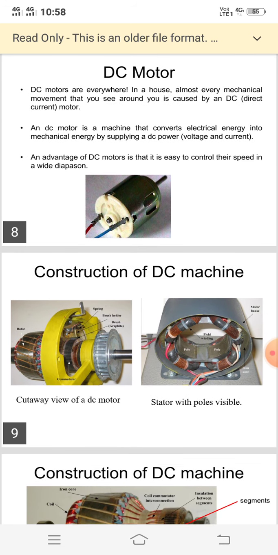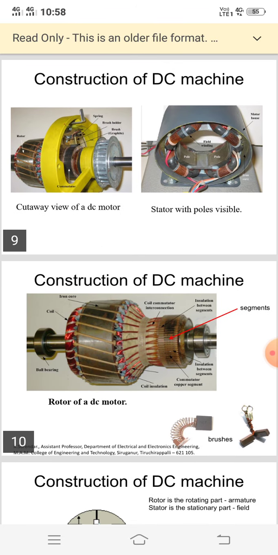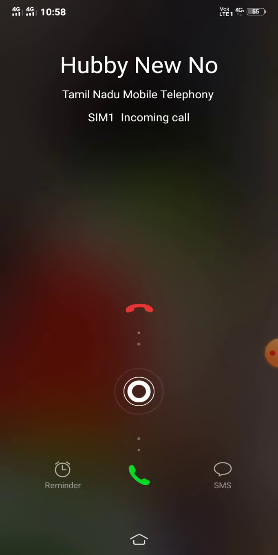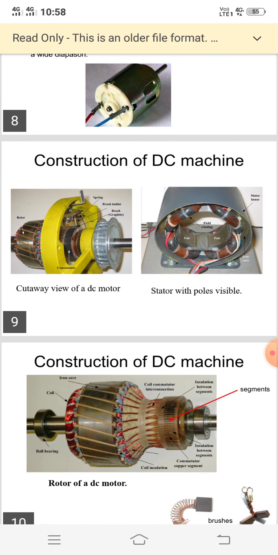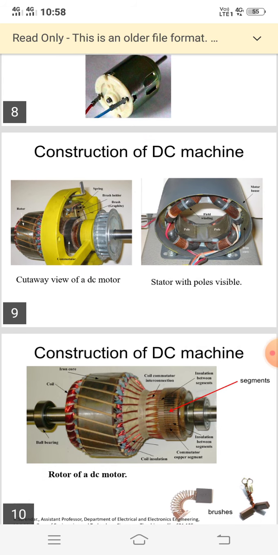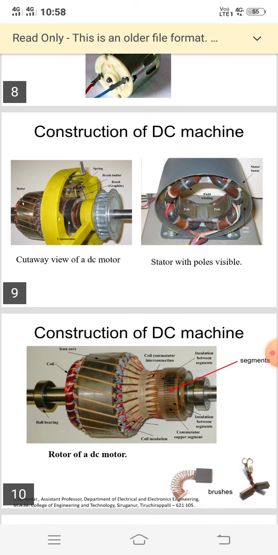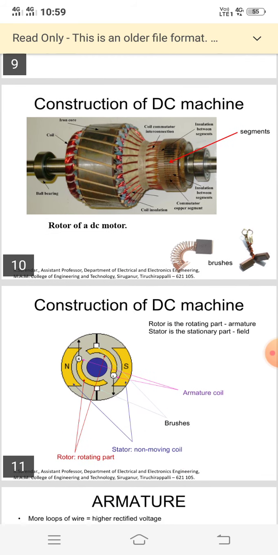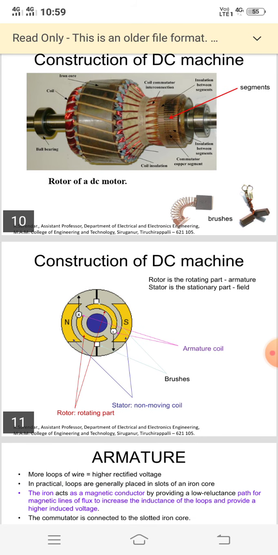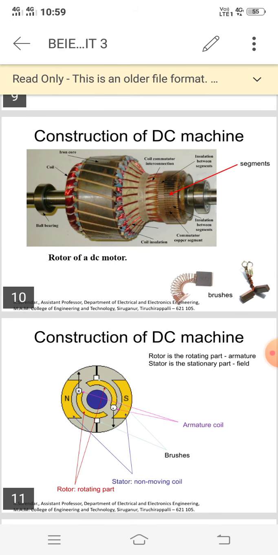Already we have seen the construction of a DC machine. It contains two parts: one is the stator with poles visible, another one is the rotor of the DC motor. This construction carries the DC machine with the power supply through the brushes. That brush notation is also noted under the construction of the DC machine. This is the construction of the DC machine layout diagram. Look at this diagram, it's a clear picture for you all.